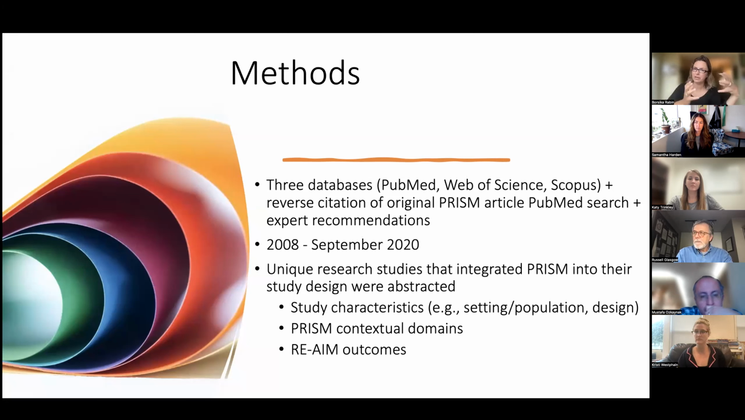And that was our main search approach to get the papers that we included. And then we abstracted information both about the study characteristics and the different PRISM domains, both the PRISM contextual domains and then the REAIM outcomes. And we looked at how well they were operationalized, or how they were operationalized.